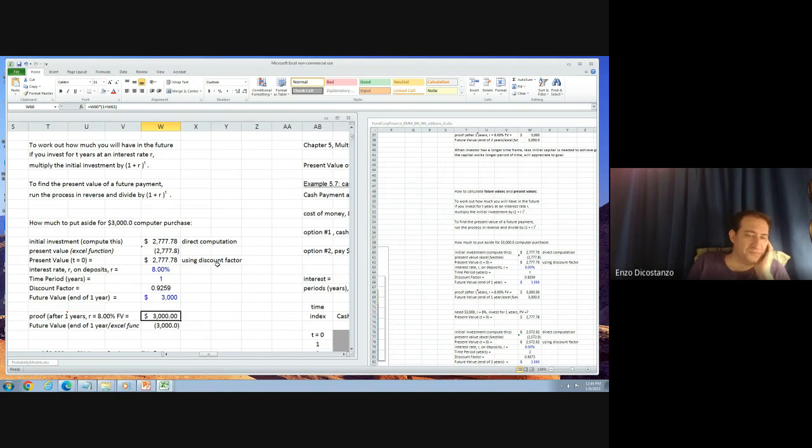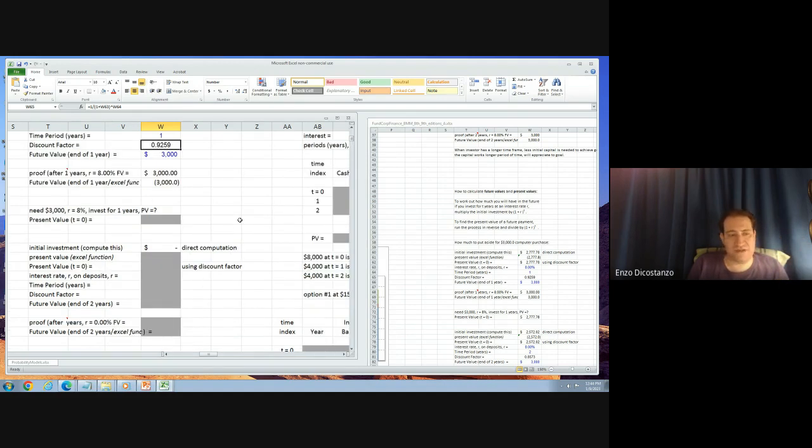But the new wrinkle in this is the discount factor. So you need 92% of what you projected you would need in a year from now, today. Okay, that's all that really is.